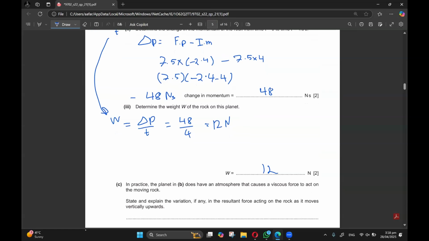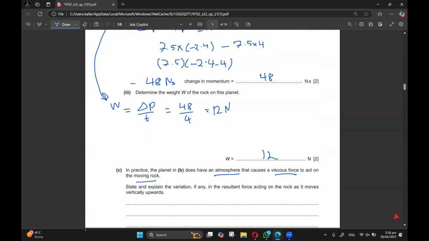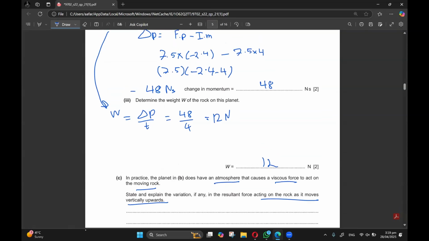In practice, the planet in part B does have an atmosphere that causes a viscous force to act on the moving rock. State and explain the variation, if any, in the resultant force acting on the rock as it moves vertically upwards. Since it's projected upwards with some speed, the viscous force, you can take that as air resistance, or force of drag, similar things.